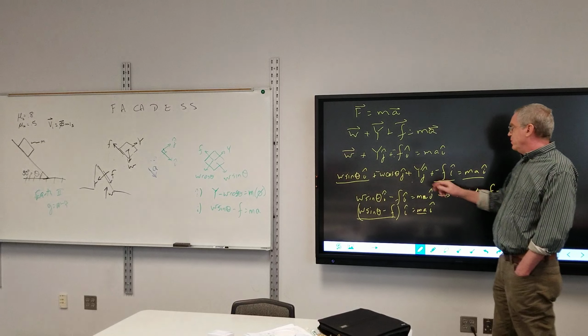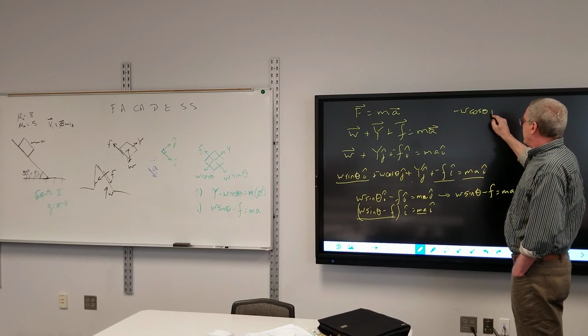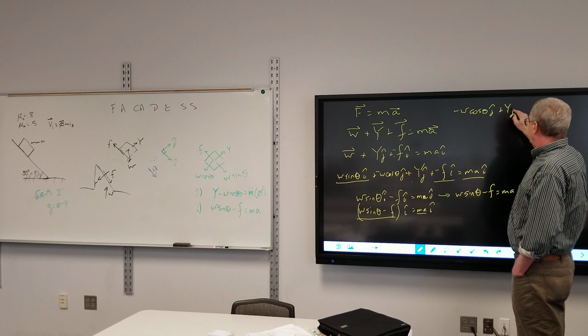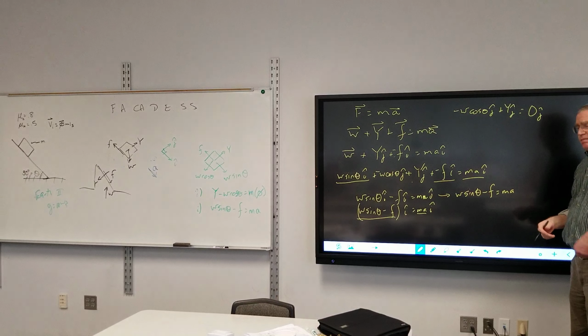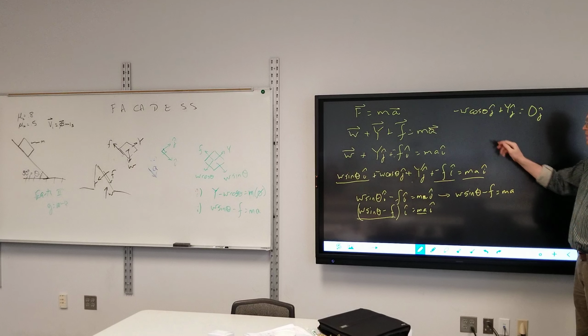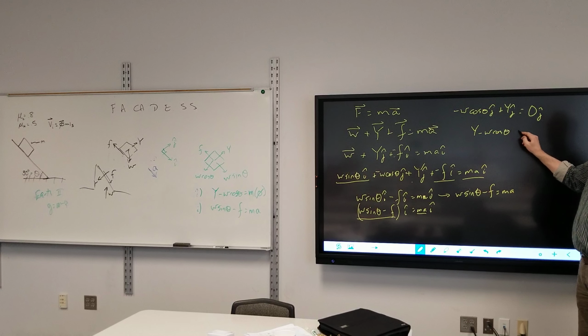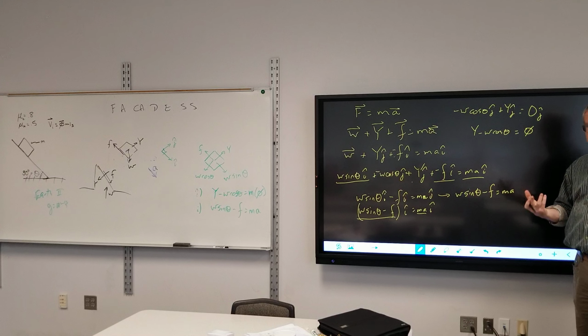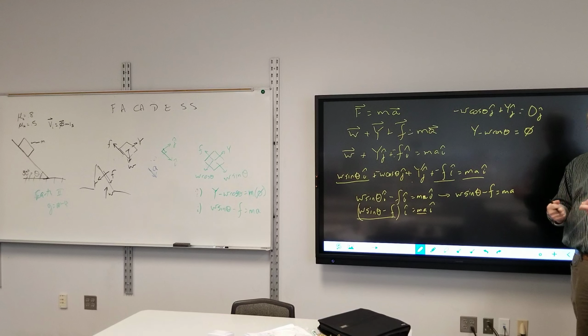Looking at the J hat versions, I have negative W cosine theta J hat plus Y J hat is equal to, well, I don't have any over here, so 0 J hat. Factor the J hat out, and again, the coefficients would have to be the same, so I get Y minus W cosine theta, it's got to be equal to 0, which is the other equation that we had. All right, next step, independent equations.